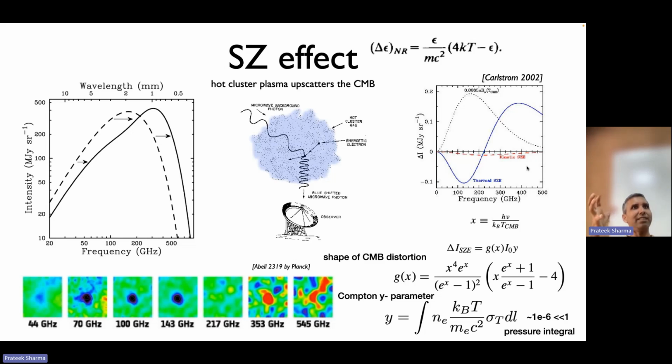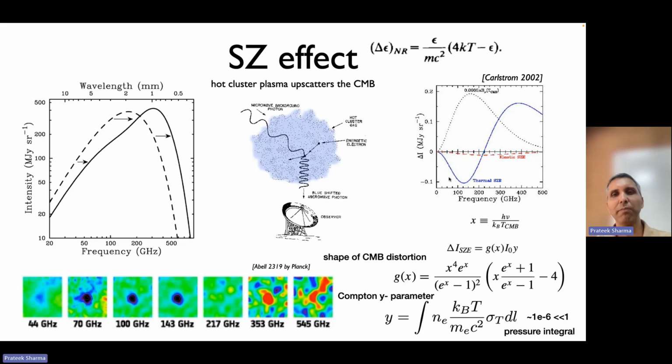The reason being you can have a cluster which is moving towards you, moving away from you, moving in some direction, and this change in intensity can be positive or negative. It does not have that beautiful characteristic shape. So just by CMB observations, you cannot measure it. You have to get an independent measurement. In that case, the equivalent parameter is n times velocity in the line of sight times sigma dl, and that line-of-sight velocity is something we have to measure independently.